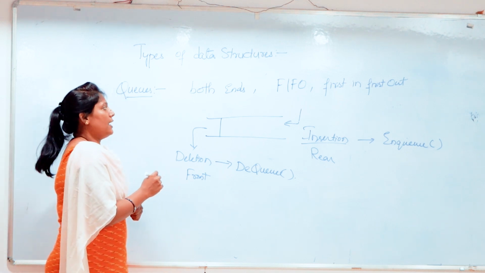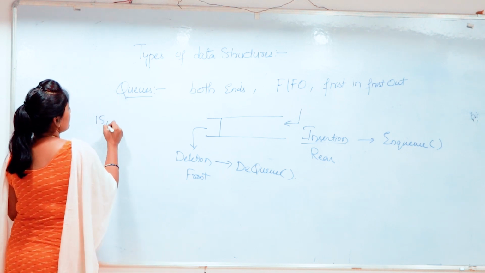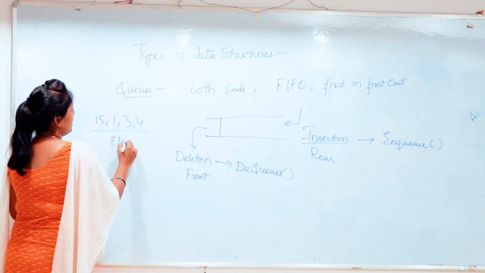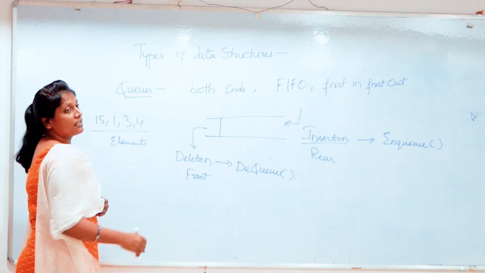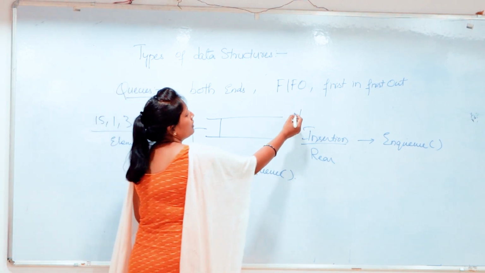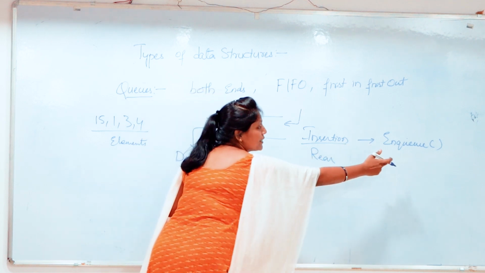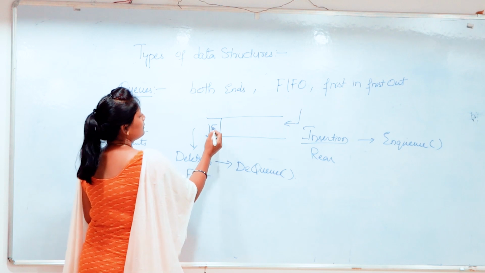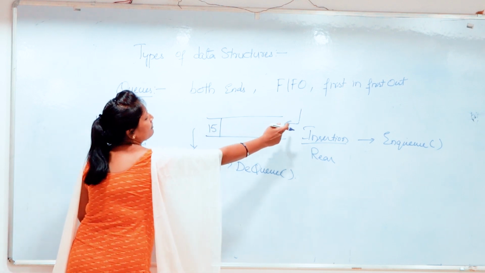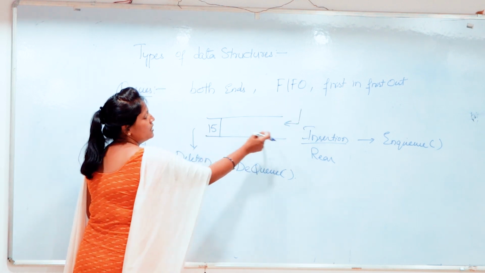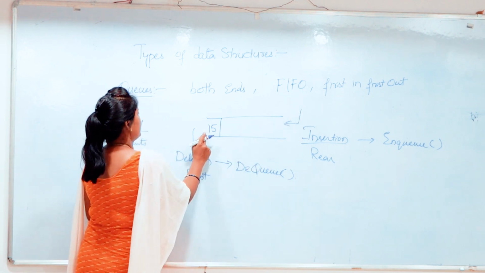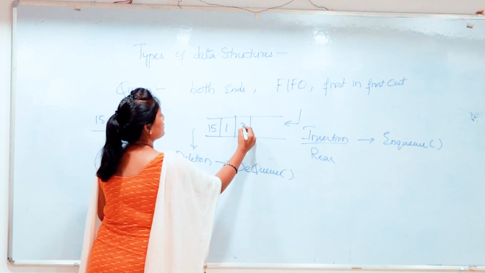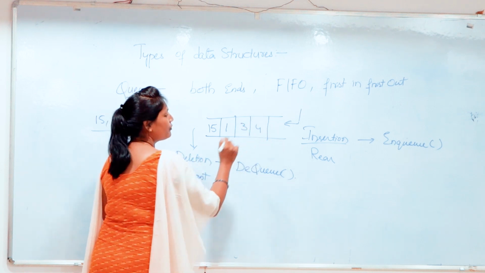So let us see with elements. These four are the elements that have to be inserted into our queue. First, the first element from the rear end, in the queue I am performing here. The first element is 15. Insertion of 15 I have done from the rear end. Next I have inserted 1, next 3, and next 4.